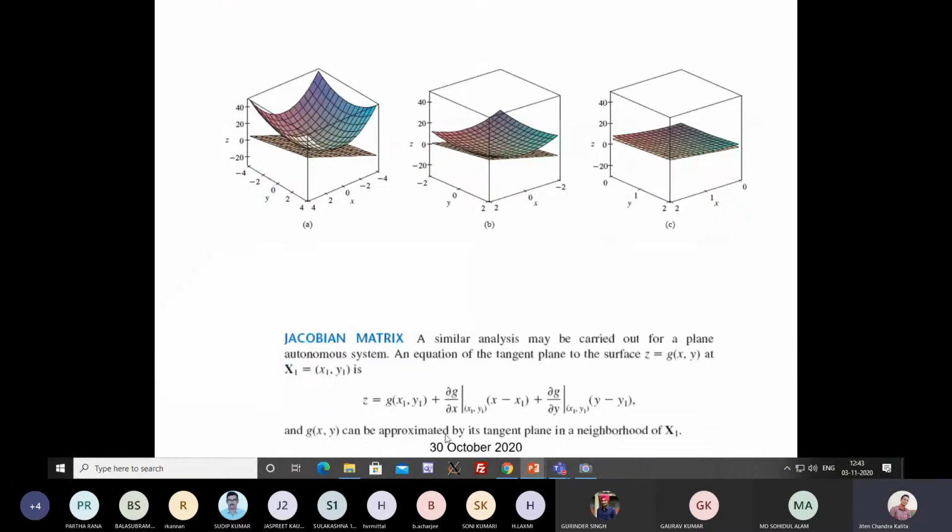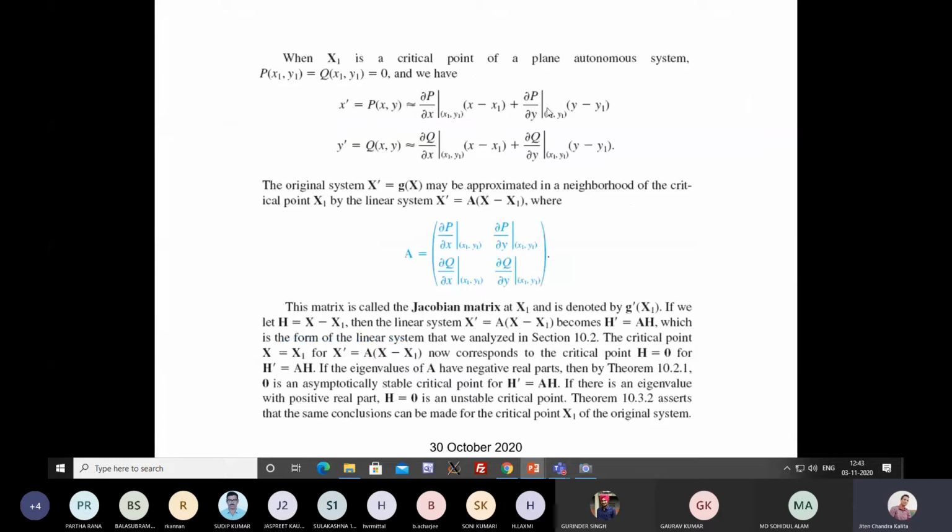Okay, so this is the Jacobian matrix. This is the definition of the Jacobian matrix, which I had already explained to you, the tangent line approach. So this is the approximation. Then the original system may be approximated in the neighborhood of the critical point x1 by the linear system this. I have already explained it. So this is the matrix A, and this matrix is called the Jacobian matrix at x1 and is denoted by G prime x1.